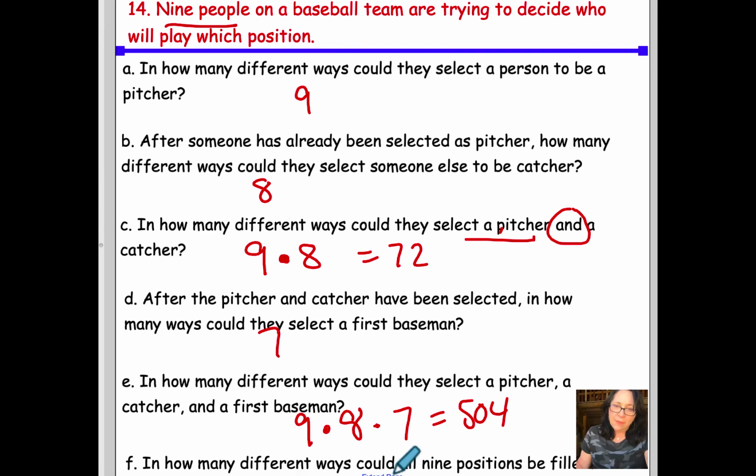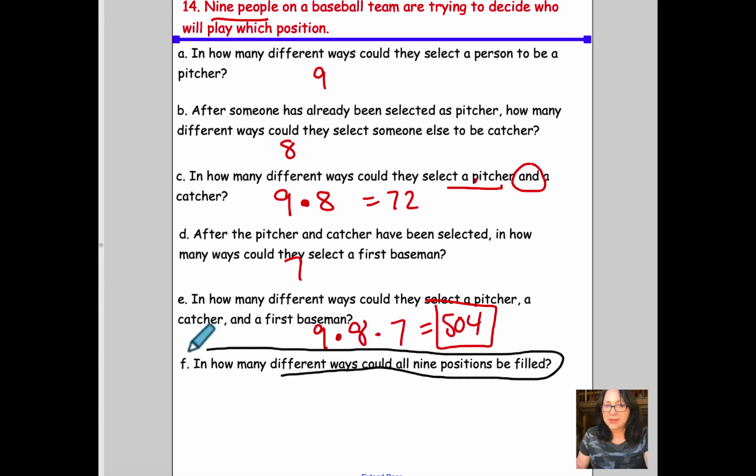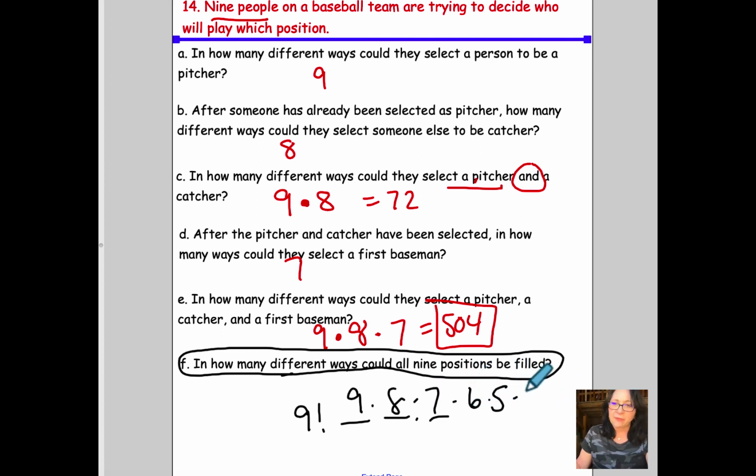Okay, now the last question is probably what you thought the first question would be, but it's not. I want to know in how many different ways could I fill all 9 positions? Well, that's 9 factorial, because I have choices of 9 people the first time, 8 people, then 7, and then 6, and then 5 options, and then 4, and then 3, and then 2, and then 1.